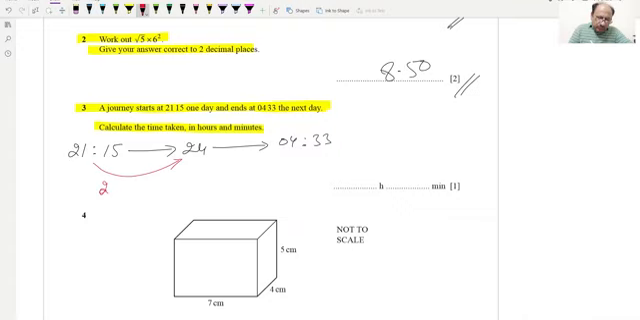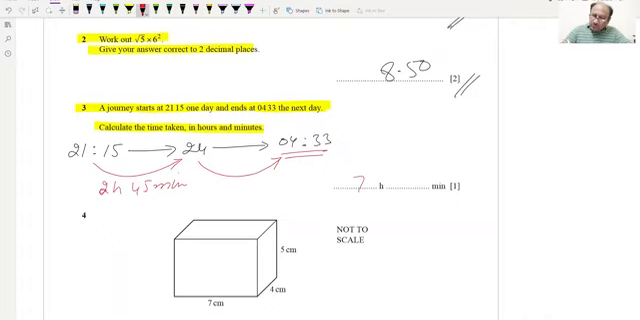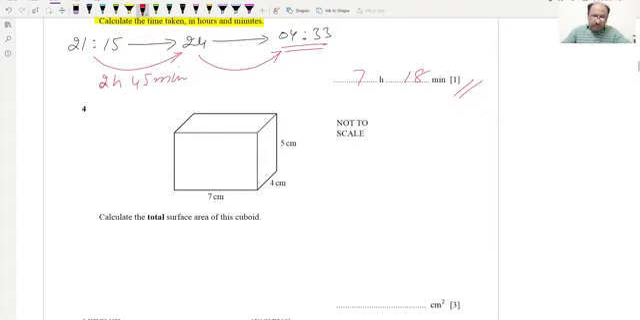So this duration will be 2 hours and 45 minutes, and in this one we will be adding this additional time, which is from 24 to this one, and this will be plus 04 hours and 33 minutes, and this will result in a time of 7 hours and 18 minutes. So 7 hours and 18 minutes will be our final answer for this 1 mark question.